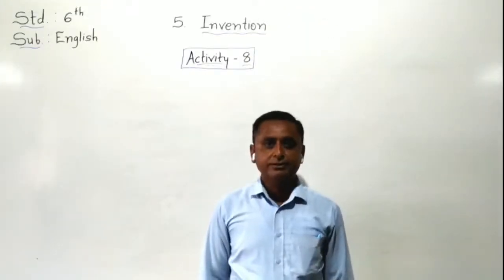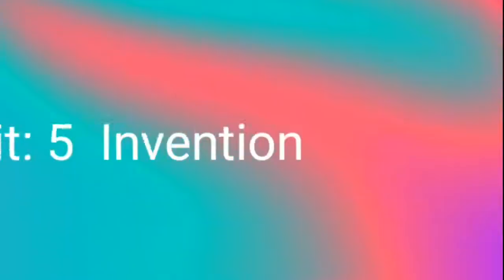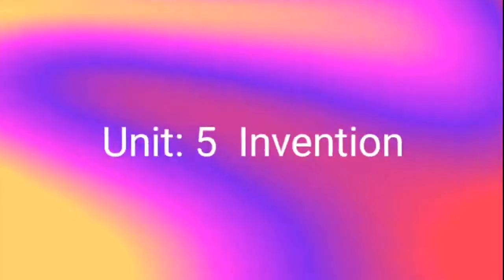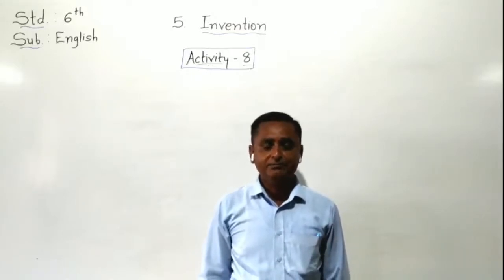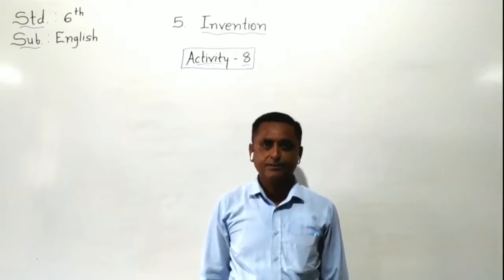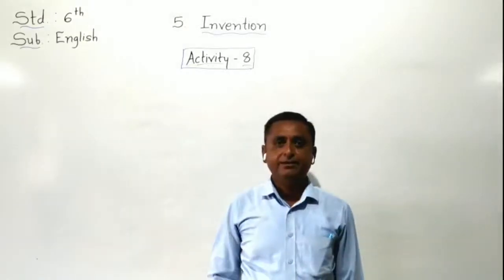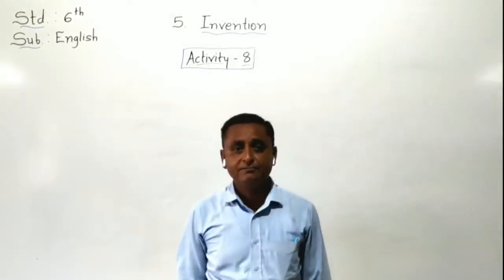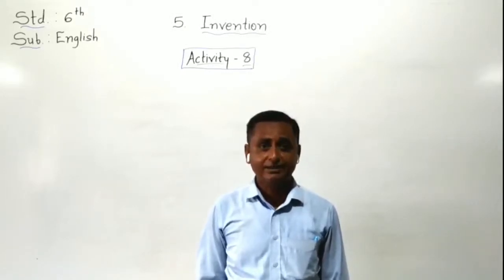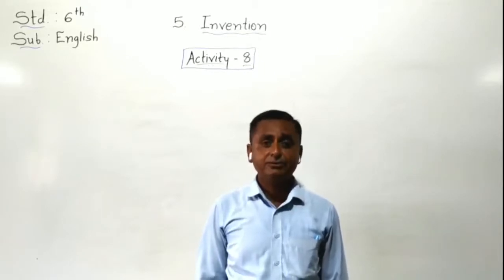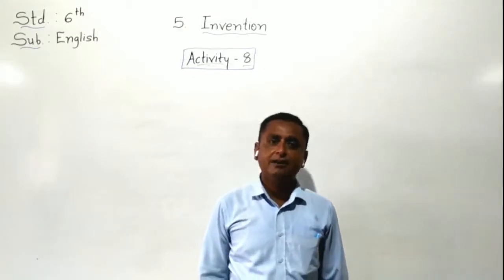Hello students, today we are going to learn standard 6, subject English, unit number 5, invention. As you know students, in our previous videos, we completed activity number 1 to 7. Now today, in this video, we have to do activity number 8. In activity number 7, we studied about a smart boy invents smart bell, part 2nd. Now, based on that, we have to study activity number 8. So students, let's start.